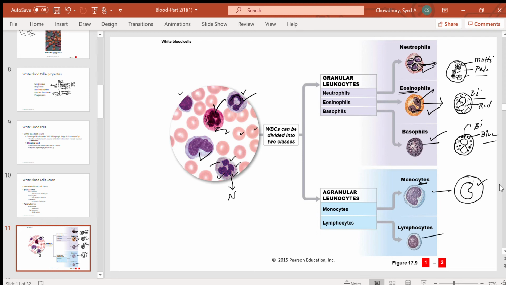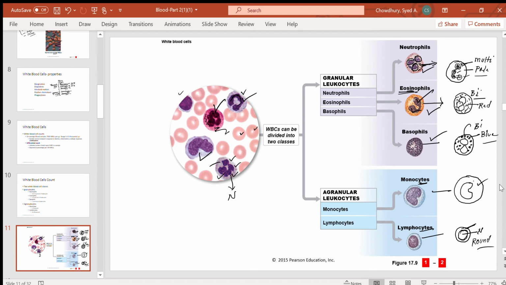Okay, and lymphocyte, another cyte, is easy to identify. This is the lymphocyte, and if you see the nucleus, it is large round nucleus, occupies almost the whole cell. Only thin rim of cytoplasm is around the nucleus. So this is the nucleus, round large nucleus, and thin rim of cytoplasm around the nucleus.